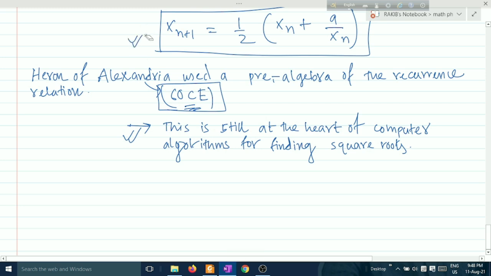This is why I have taken this formula to solve in this class. So you have been given one problem here.